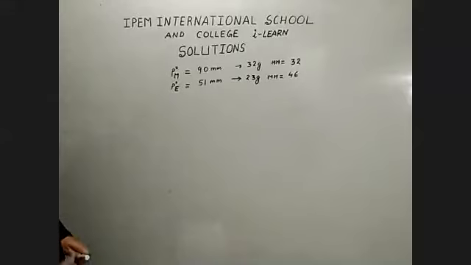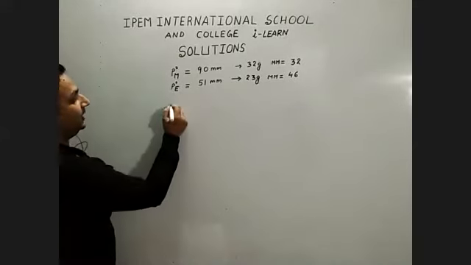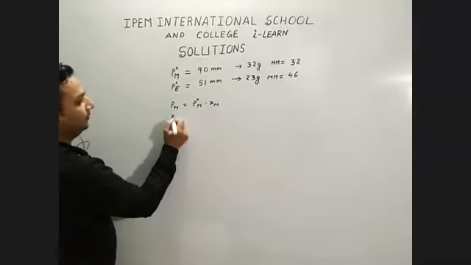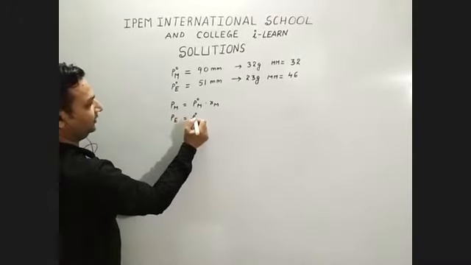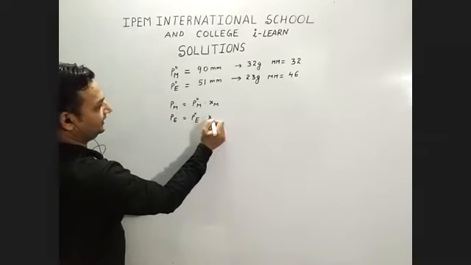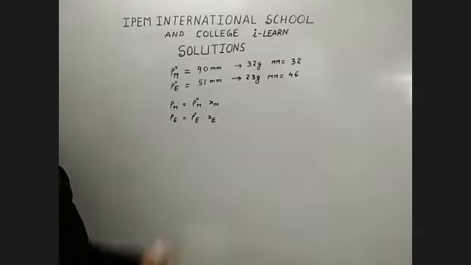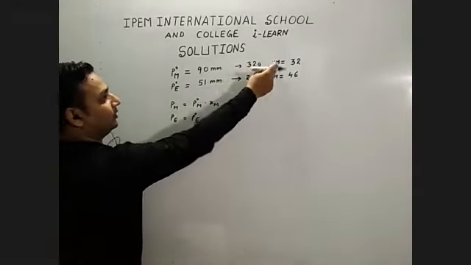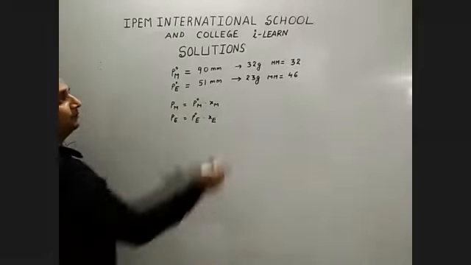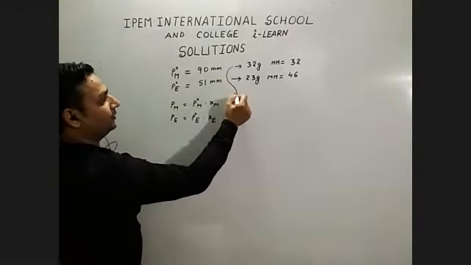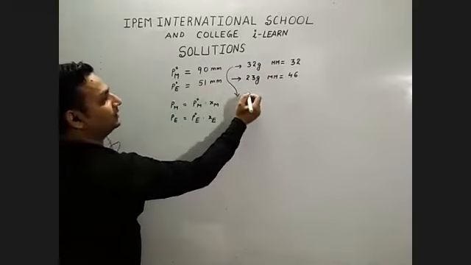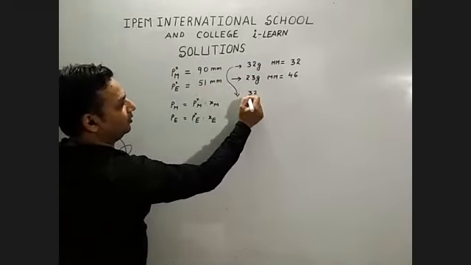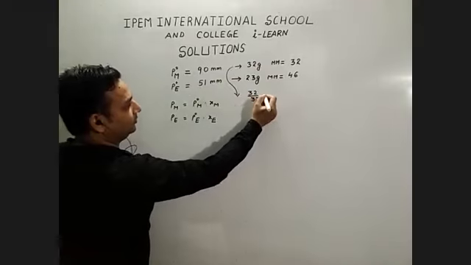In the question they have asked the partial pressure of its constituents. So the partial pressure of M will be equal to P naught M into XM, and P E is equal to P naught E into XE. They have given the gram and the molecular mass also. First we will find the number of moles. The number of moles for methanol will be 32 upon 32, which is equal to 1 mole.